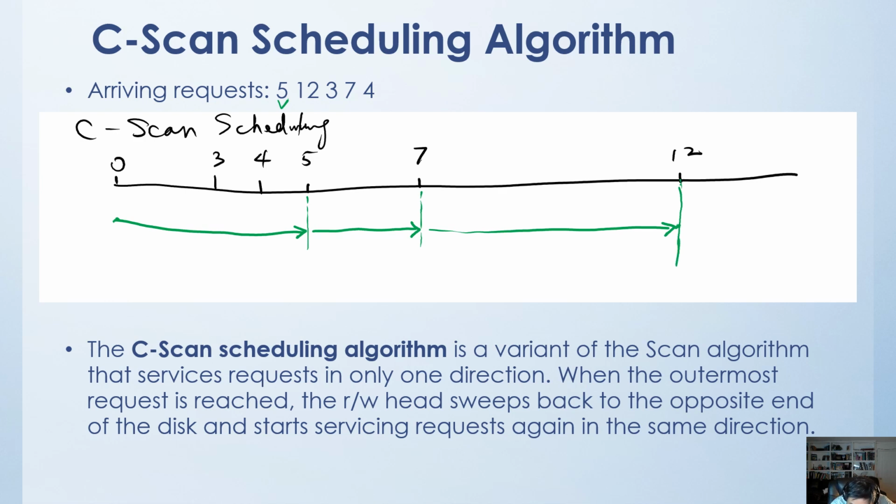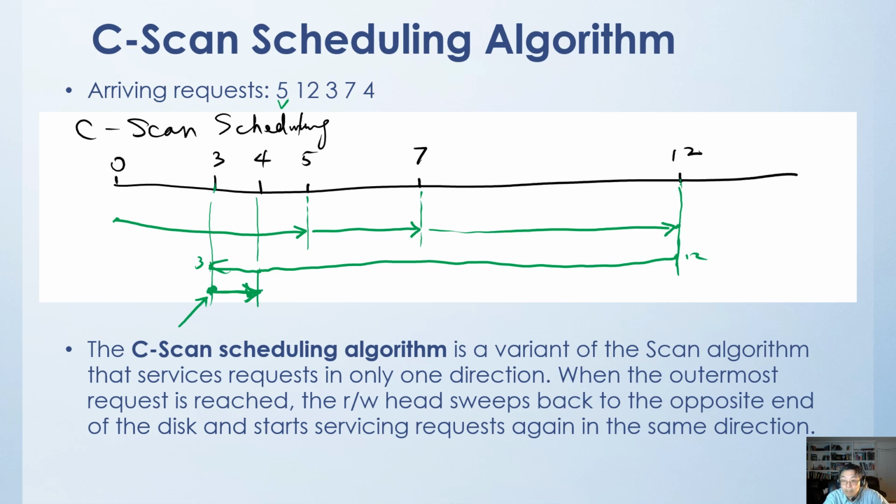Then the read and write head sweeps back all the way to the opposite end. It's never going to stop at 4, because there is still a track before 4, which is track 3. So it sweeps all the way past 4 to 3, because 3 is the opposite end. Then it starts to service 3 and then 4. So in this case, it only travels from 12 all the way back to 3, without servicing any track. Once it reaches the opposite end, it starts servicing tracks 3 and 4 again.